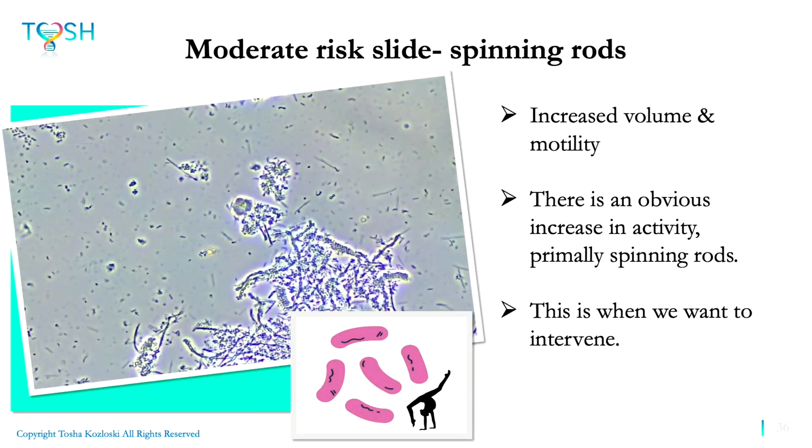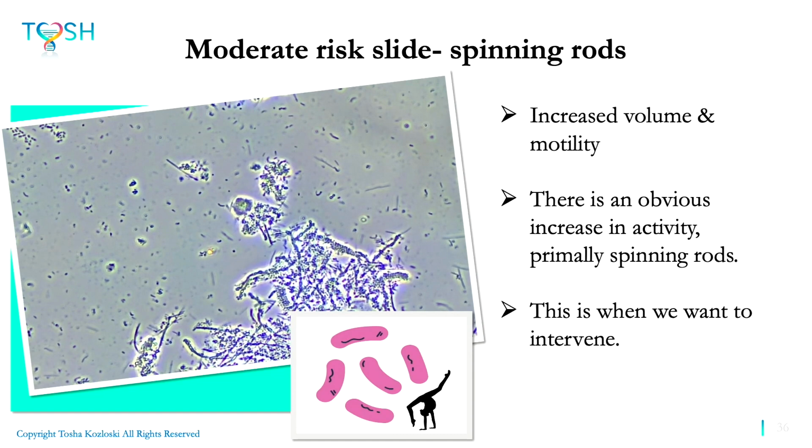But once we move into a moderate risk slide, that's generally when we're going to see a pretty big uptick in the amount of spinning rods. So it's not a frantic looking microscope slide, but there's definitely some things going on in there that we want to intervene.